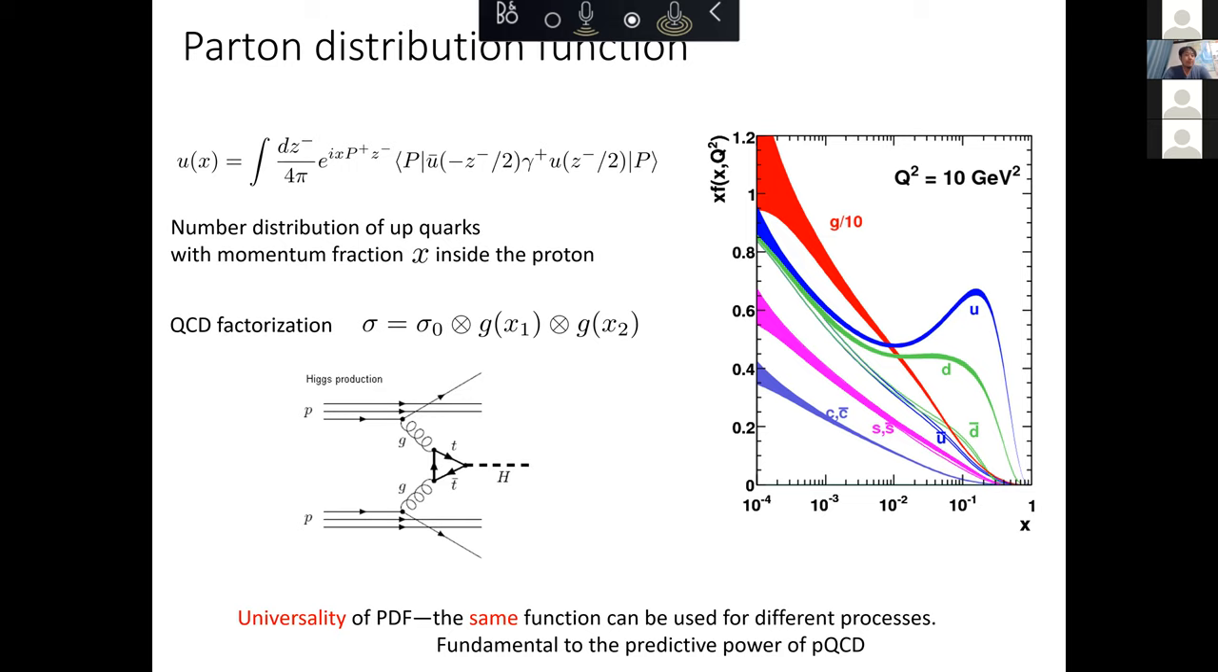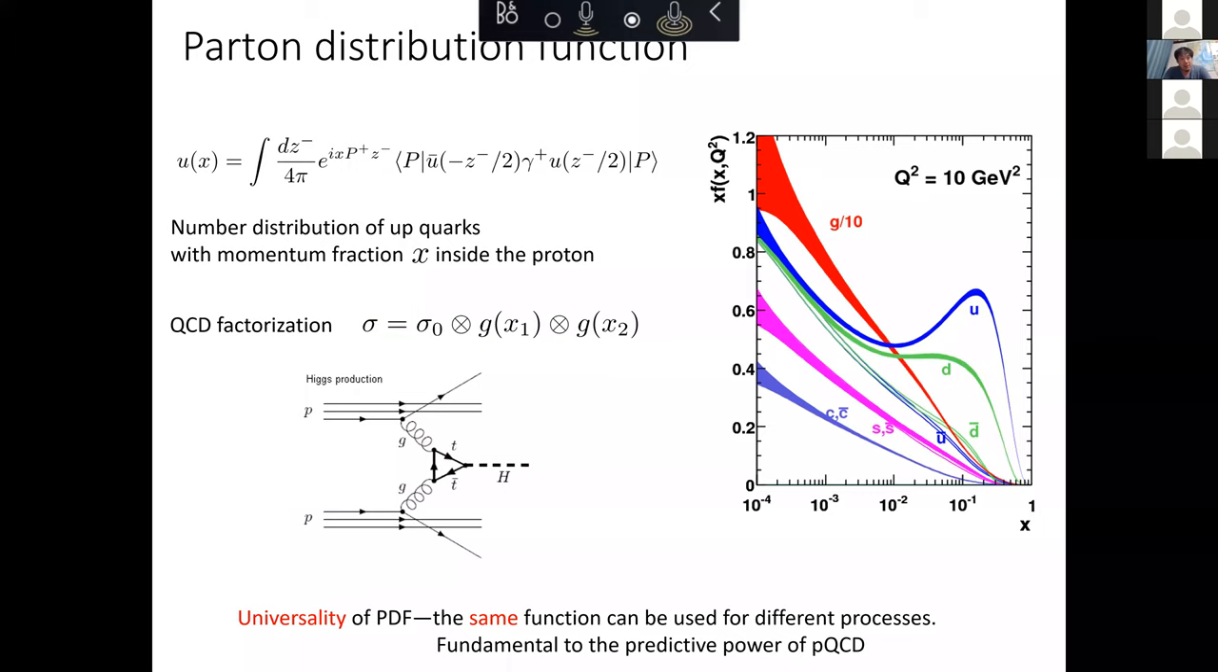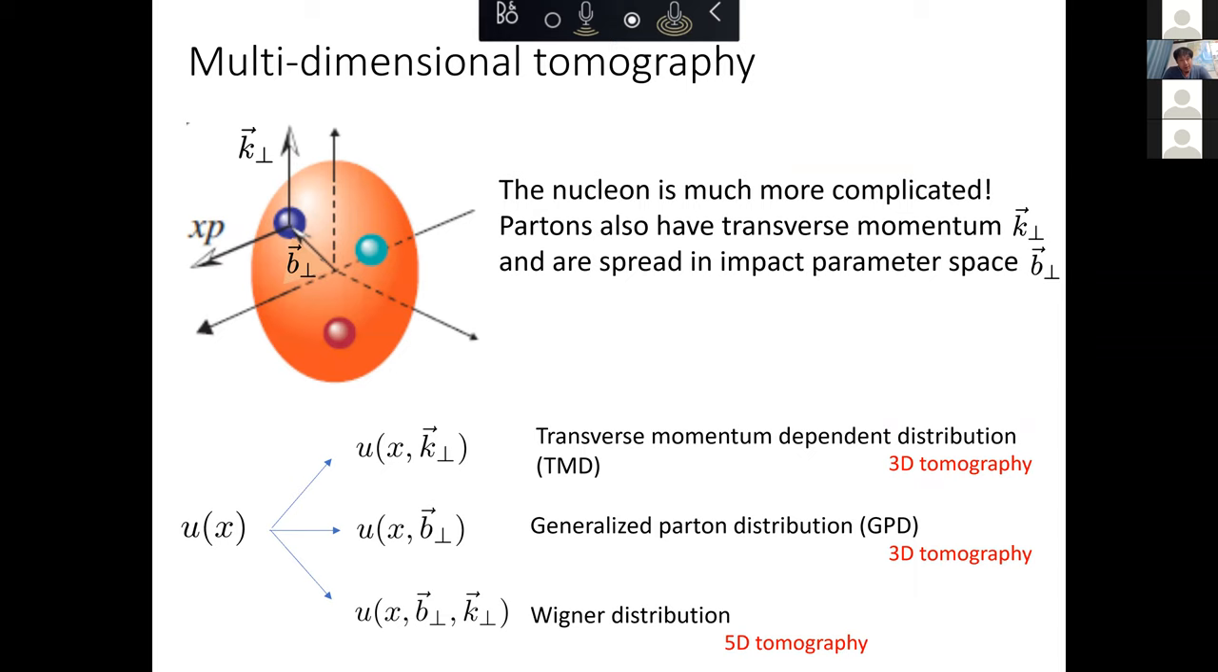A lot has been known already about the PDF. But from our viewpoint, we are not satisfied with that alone, because the PDF is just a one-dimensional imaging of the proton, only the longitudinal momentum distribution. But we know that partons are distributed in the impact parameter space, with a two-dimensional vector b perp, and also the partons have a transverse momentum k perp. So the nucleon is much more complicated, and you can add this extra dependence on k perp and b perp, and generalize the notion of the PDF to include the dependencies on these new vectors.